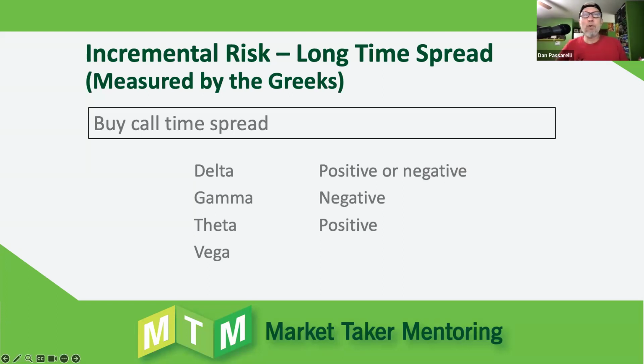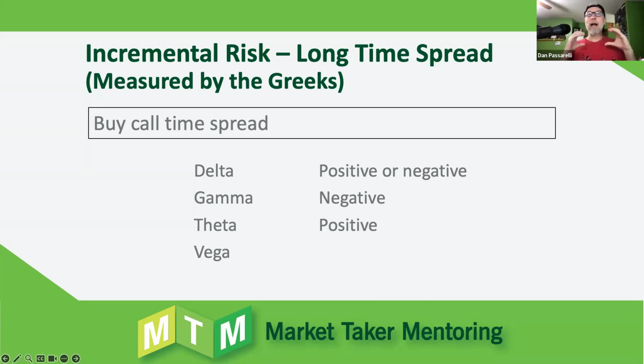Vega is the most misunderstood Greek, especially when it comes to time spreads. Why? Because people are used to looking at the delta of a position and saying, oh, this time spread has a positive delta. No, wait, vega. Sorry about that. This time spread has a positive vega. Now, wait a minute. How do we know it's positive vega?